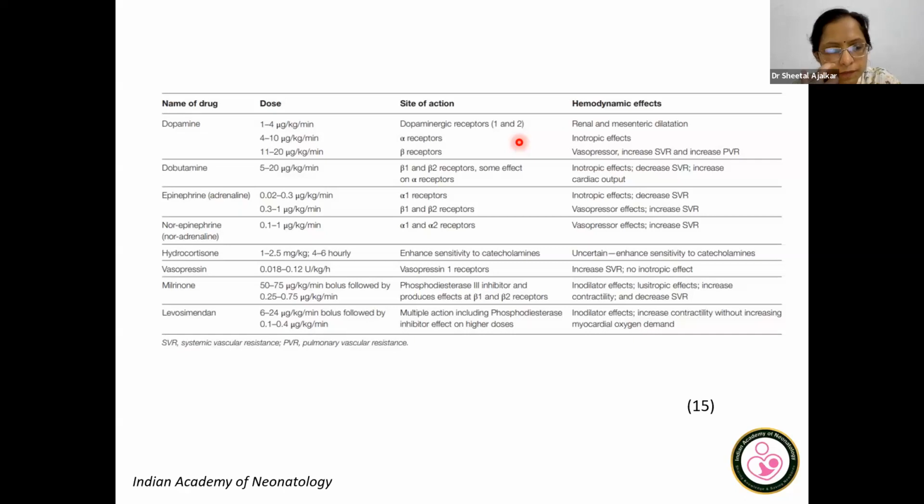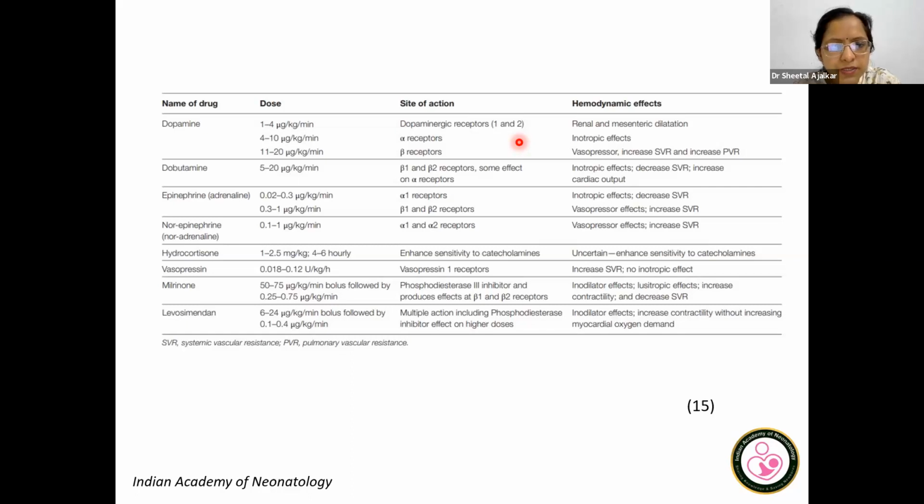And hydrocortisone, we know it enhances sensitivity to catecholamines. The dose is 1 to 3 mg per kg per minute, and it is usually given 8 hourly. We don't know how it actually works, but it enhances sensitivity to catecholamines. The later evidence shows something that I will come to later, on how hydrocortisone acts.